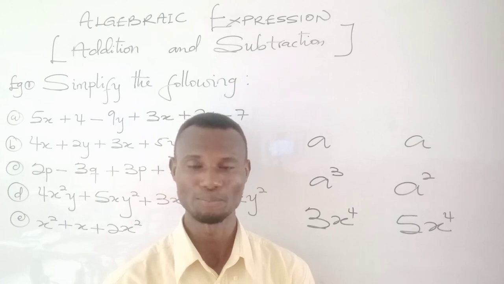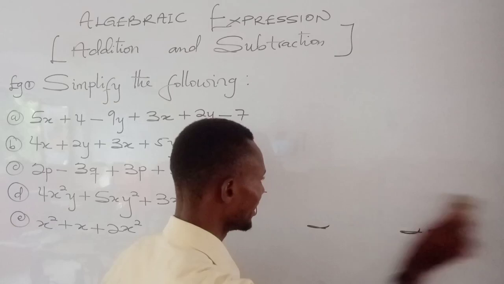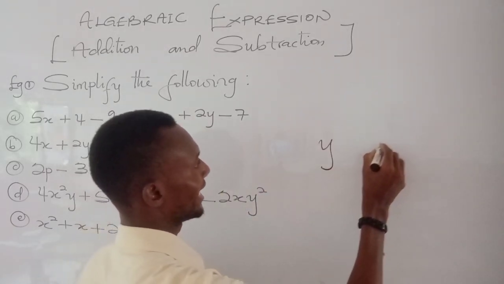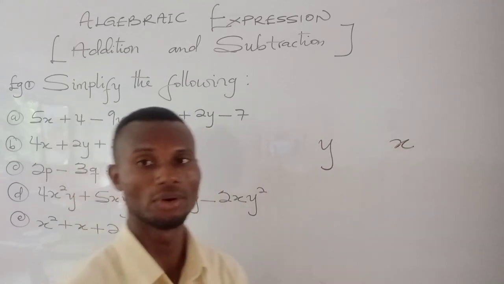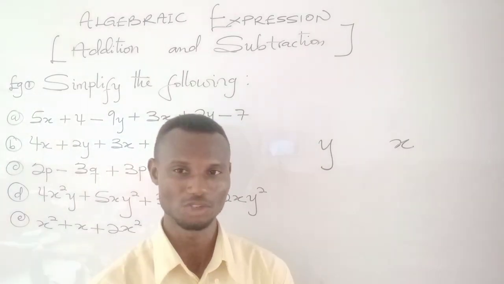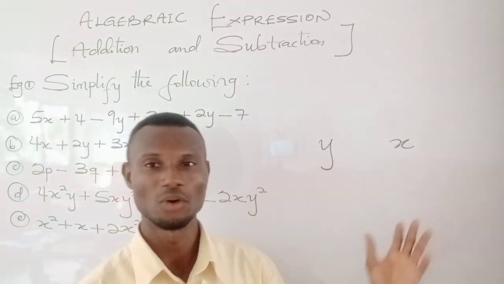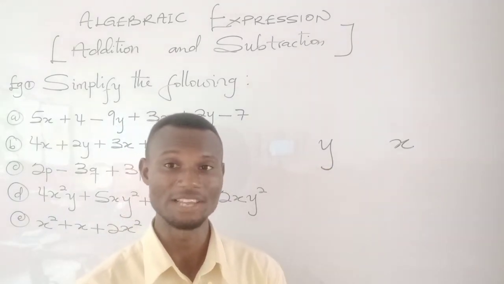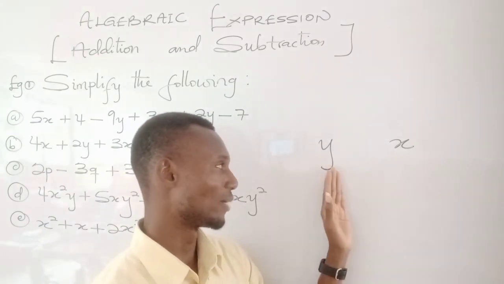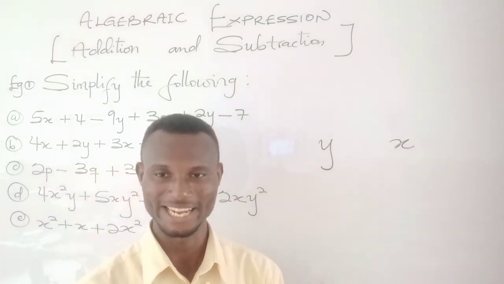Let me take one more example before we proceed further. Let's say I have y and s on the board. This is y and s. Are they like terms? Of course not, they are not like terms. Why? The variables are not the same in the first place for us to even consider the power. So the y and the s are not like terms, so we cannot add them or subtract them.